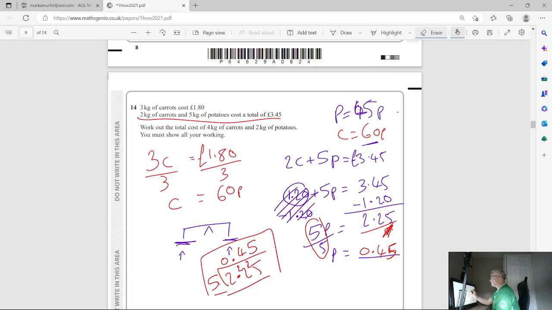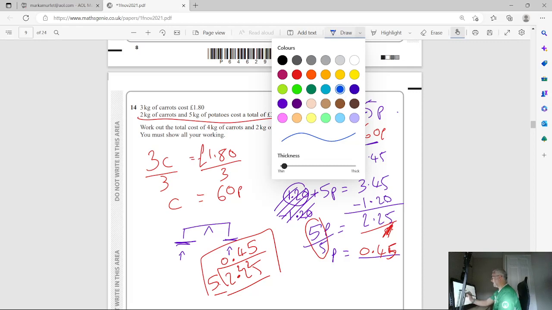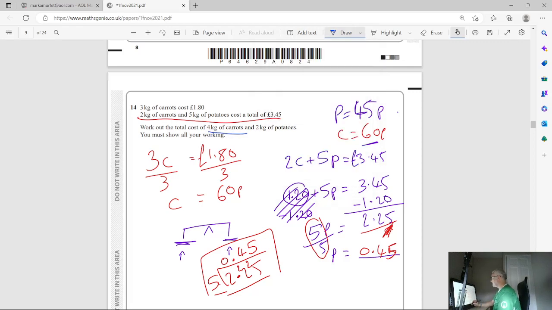Okay, so 45p for the potatoes. Then we're going to do the last bit, which is work out how much 4 kilograms of carrots plus 2 kilograms of potatoes equals.